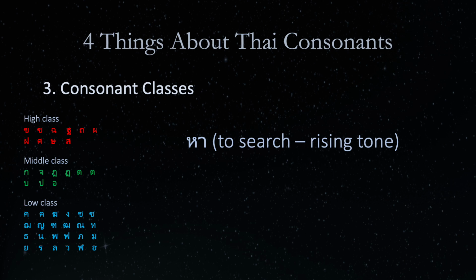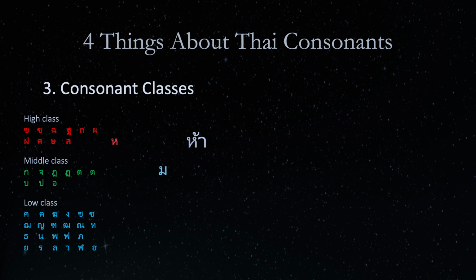The initial consonant class also plays a role in determining the tone of syllables that have certain tone marks. Adding this tone mark, mai to, to ha changes its tone to a falling tone. Ha means the number 5. If we replace the high-class consonant ho hip with the low-class consonant mo ma, the syllable now has a high tone, ma meaning horse. We will look at the tone marks and how they affect the tones depending on the class of the initial consonant in a future video.